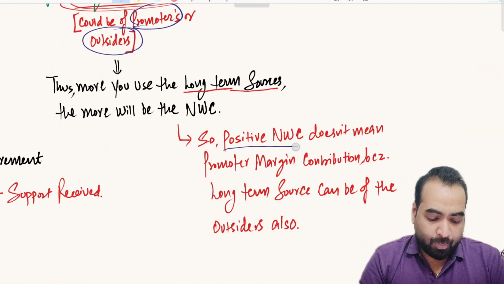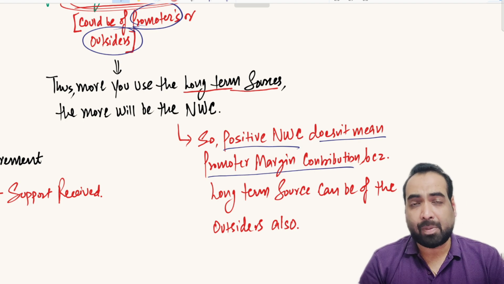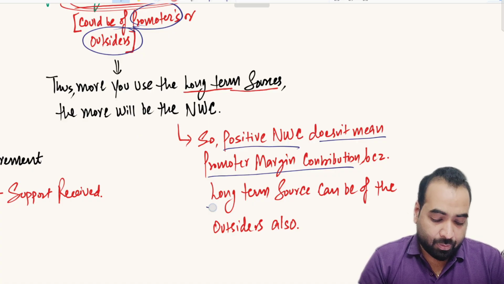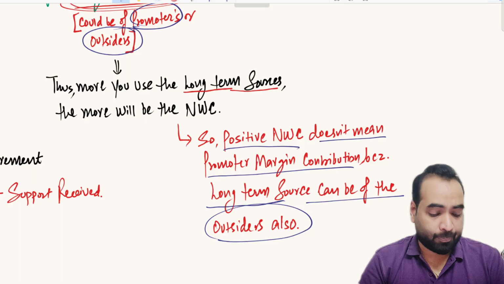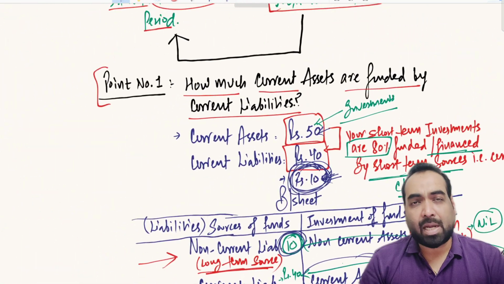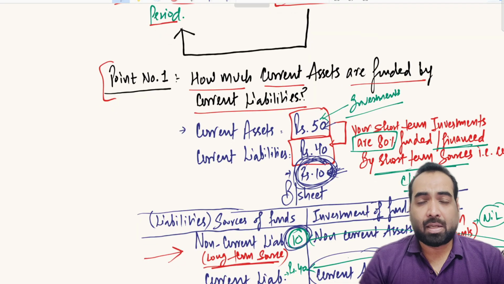So positive NWC doesn't mean promoter margin contribution. Let it be very clear to you. It doesn't mean that the promoters have contributed in current assets, right? Because the long-term sources can be from the outside market also, outsiders also, right?